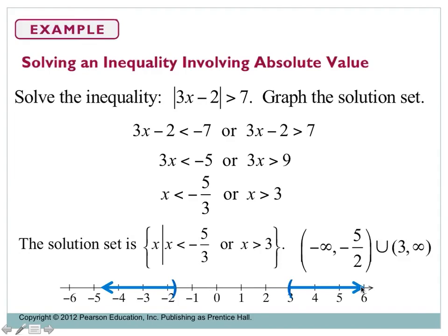So in order to write this in interval notation, what you'll notice is you have this arrow here going indefinitely in this direction. So you're going to start at negative infinity. You're going to go up to negative 5/3. You're not going to include it, so you're going to put a parenthesis. And then this union symbol is going to put the two pieces together. And then you start at 3. Again, you have a parenthesis because it's not included, and it goes up to infinity.